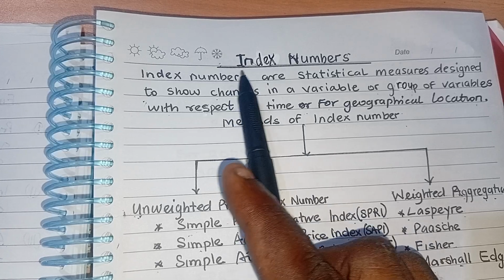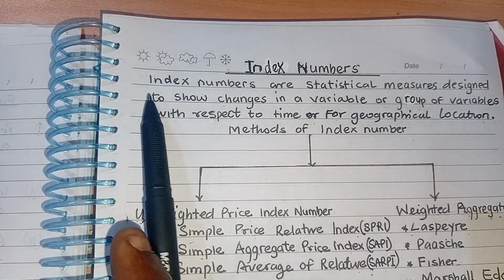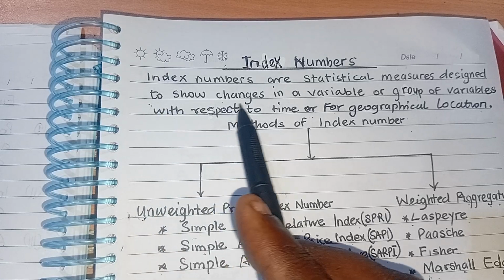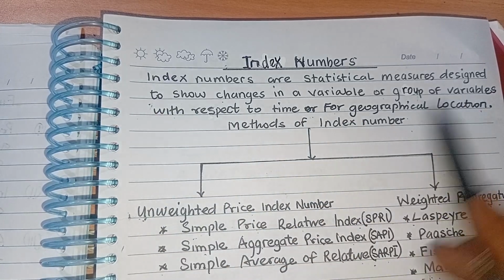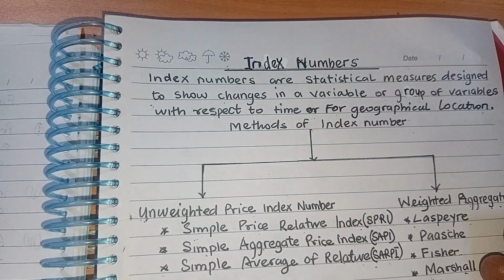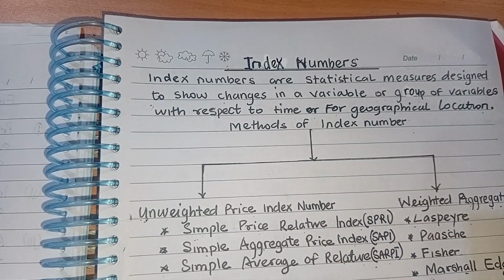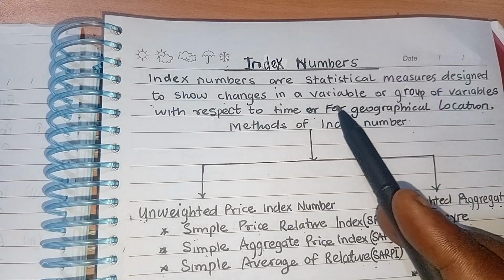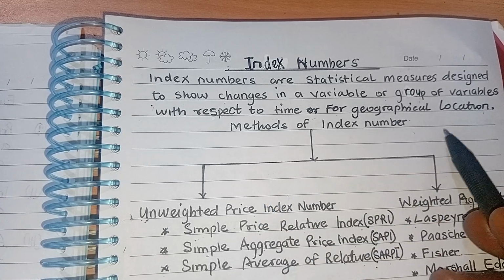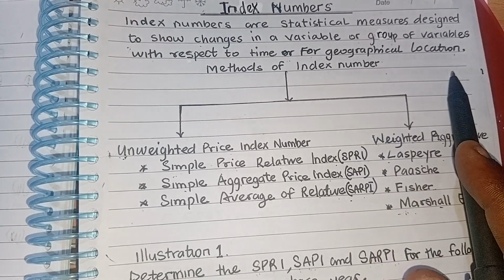In this video, we are looking at the concept of index number. What are index numbers? Index numbers are nothing but statistical measures designed to show changes in a variable or group of variables with respect to time or for geographical location. The variables we are talking about in this context are changes in price, or changes in quantity, or changes in both price and quantity, over time or for geographical location.